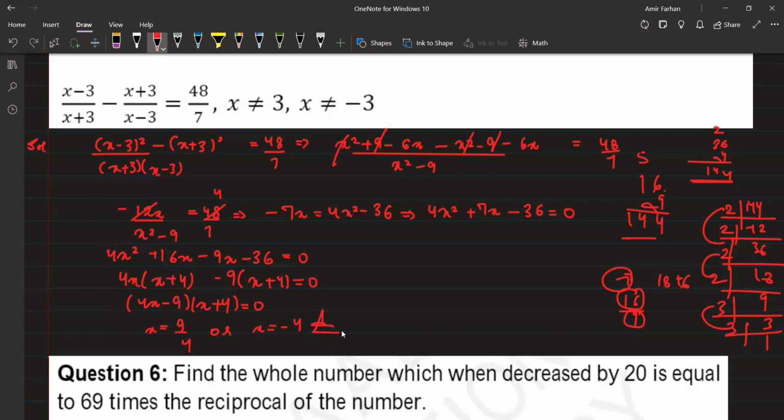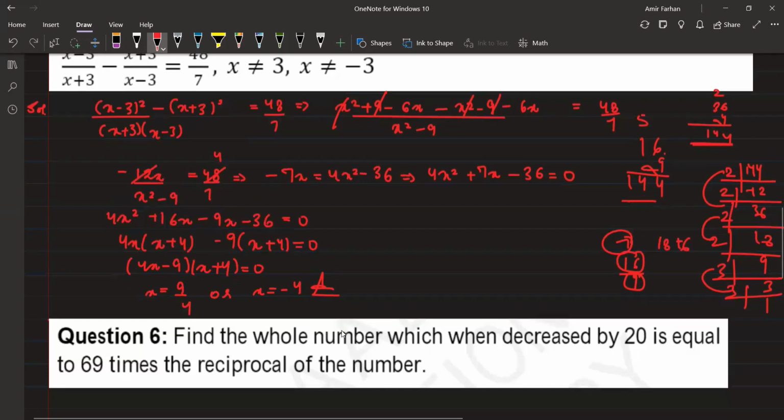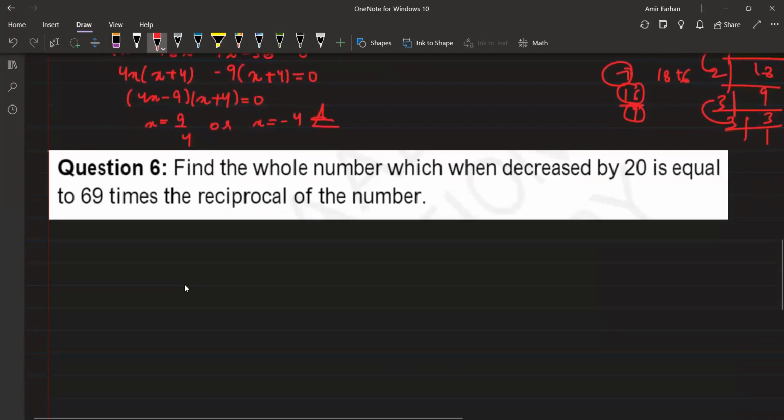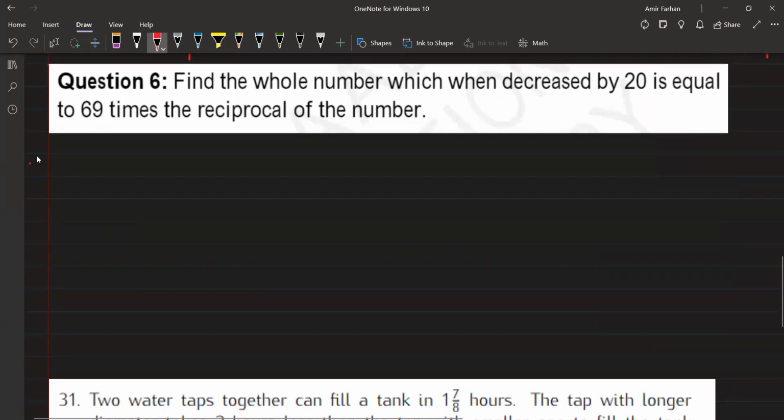This is your answer. Clear? Whose answer came? Please let me know. Yes sir. Okay, and it's saying that it should not be equal to 3 or -3. So our answer is correct. Okay, so do this question. Let's do this together, because we have to do some more questions.